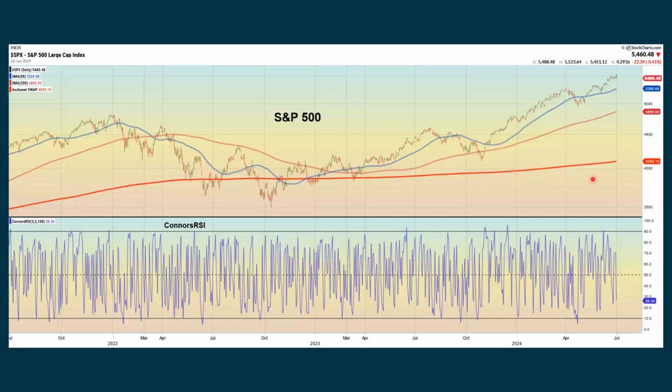This is the Carner's RSI, which is an oscillator. It gyrates around on a day in and day out basis. What we're looking for are extreme positive or negative readings, which we're not getting right now.